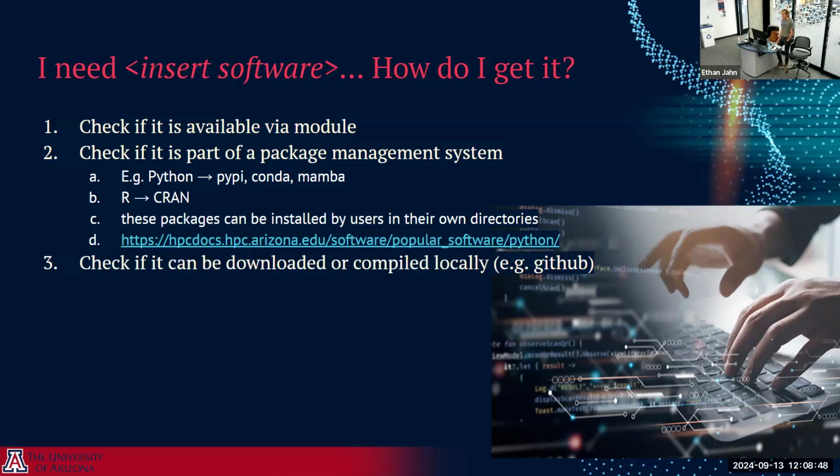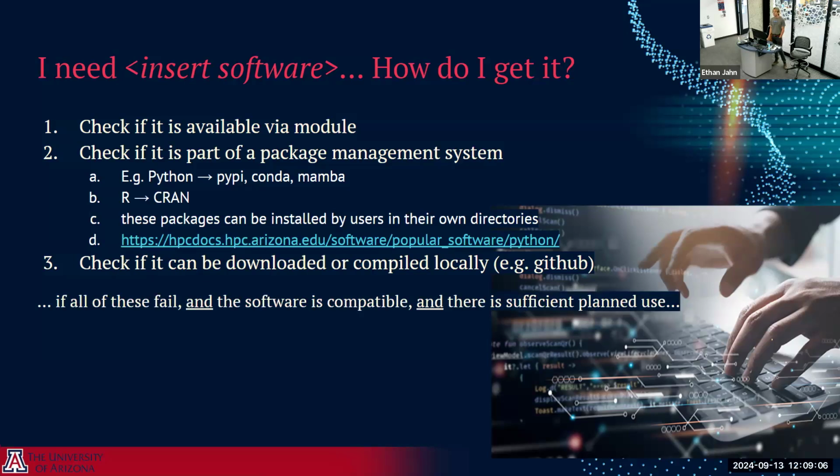So if it's not part of a package management system and it's not available as a module, it might be possible for you to download and compile it locally. So if you have a GitHub link and you want to download and install that software, you certainly can do so. You would just need to specify your own personal directories rather than system directories.